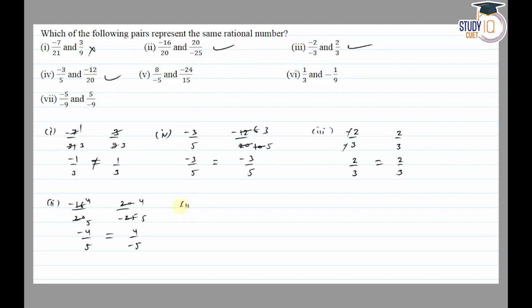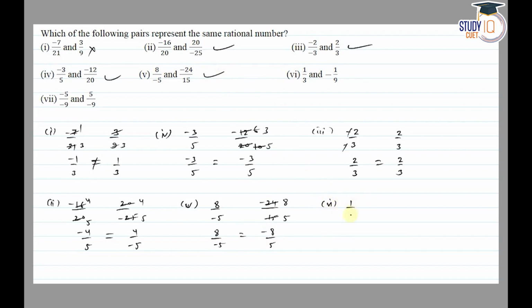Then fifth, 8 by minus 5 and minus 24 by 15. So this 3 cancels out: 3 fives are 15 and 3 eights are 24. So 8 by minus 5 and minus 8 by 5 are equal. So yes, it represents the same rational number.